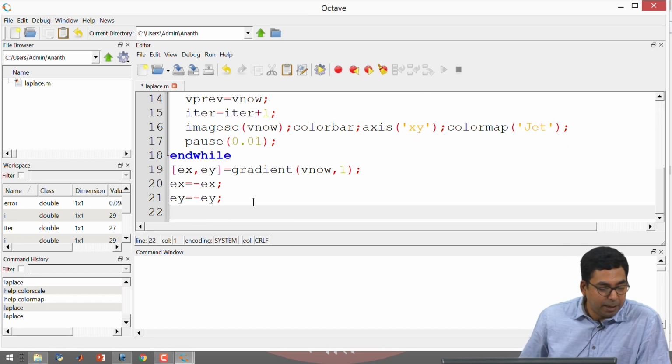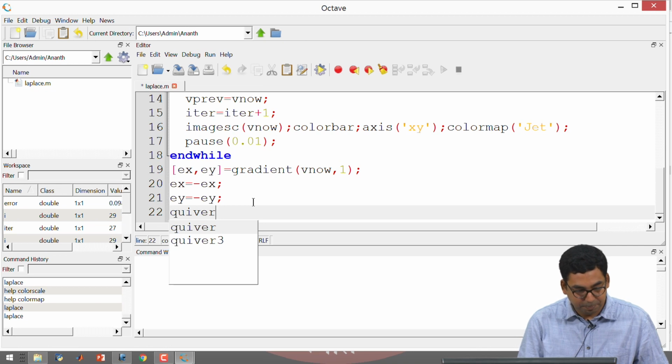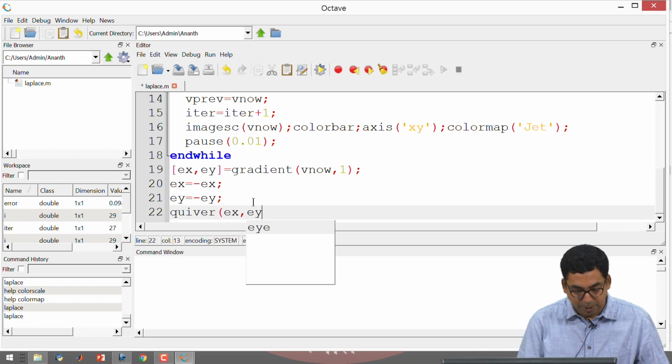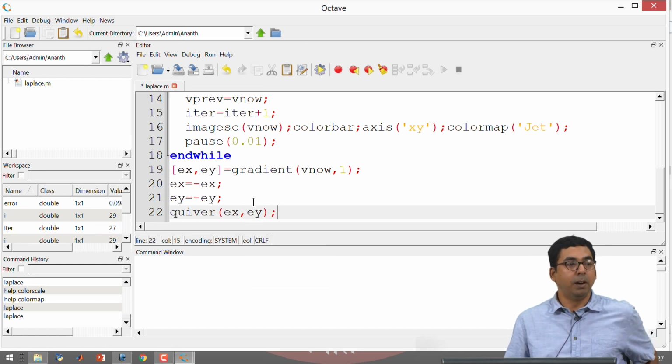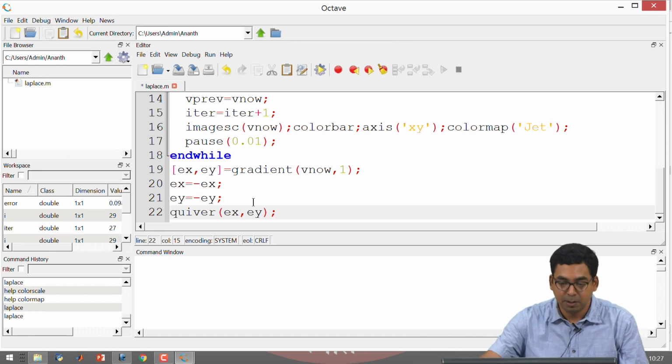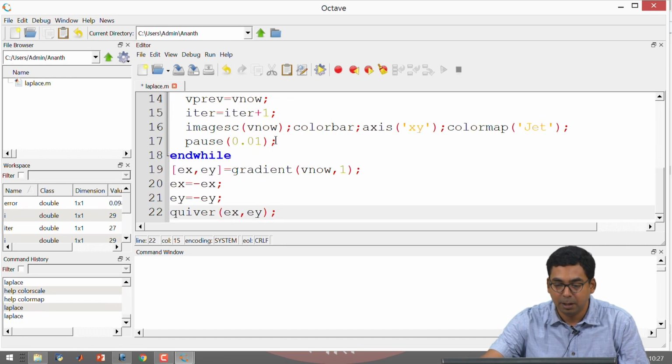And once I have calculated this, I would like to plot what the fields would look like. So, I give what is known as a quiver plot. A quiver plot is nothing but a plot that gives you an arrow plot just like how you would draw in the case of fields. Once you run it, you will understand what a quiver plot exactly is. I will keep my error fairly high so that it is a lesser number of iterations.